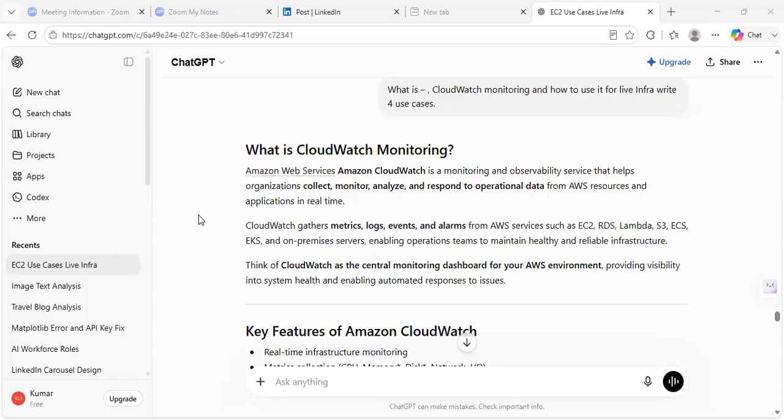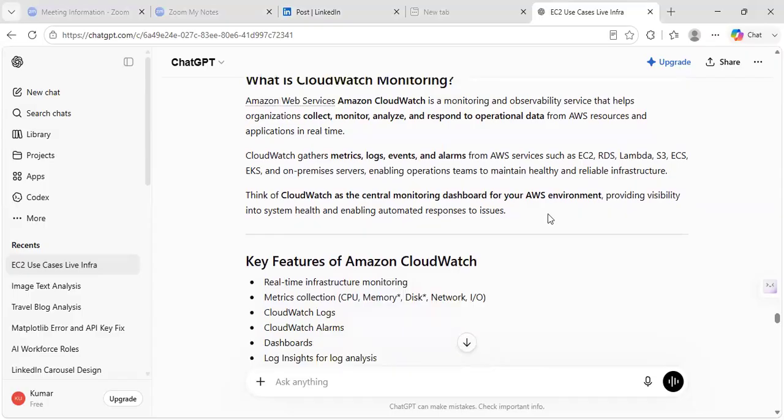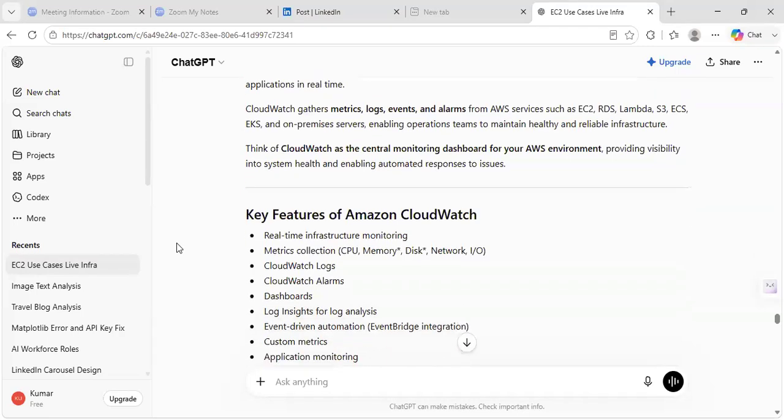Applications are processing some data. As per the application's process, the developer might have kept some log files to log into the logs. At the same time, each service-wise operations logs can also be kept by enabling CloudWatch, CloudTrail and the cloud logs also. With that, you will have data for the monitoring tool, CloudWatch monitoring tool. So think of CloudWatch as the central monitoring dashboard for your AWS environment, providing visibility into system health and enabling automated response to issues.